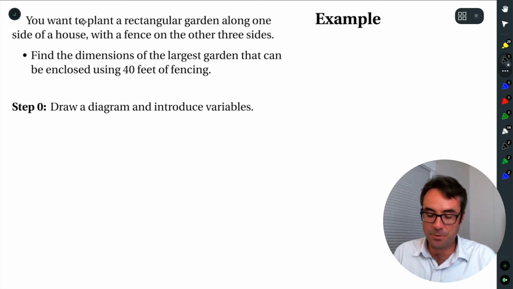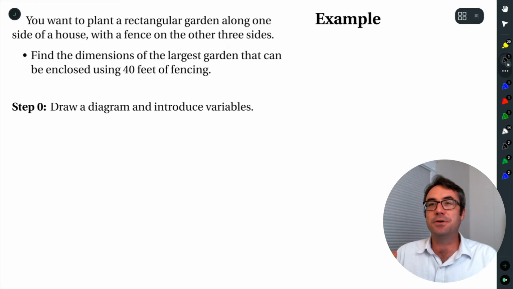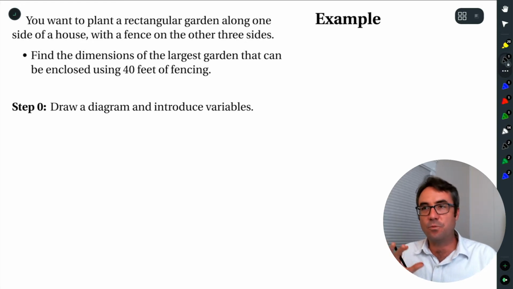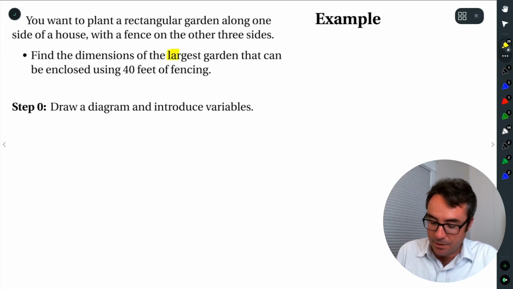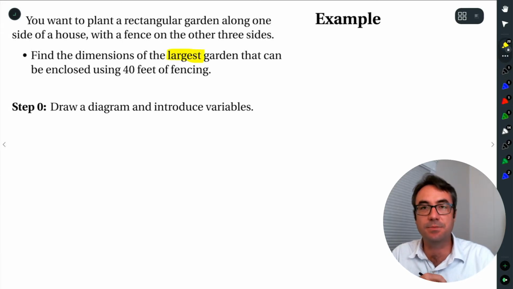All right, so it's word problem time. One of the key phrases that clues us in that it's an optimization problem is right here: largest. We want to find the dimensions of the largest garden. Whenever we're trying to find largest, smallest, maximize, minimize, it's a clue that we're dealing with an optimization problem.